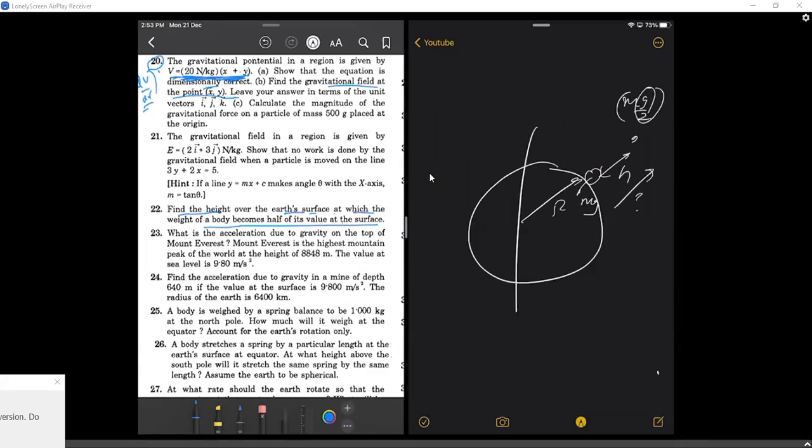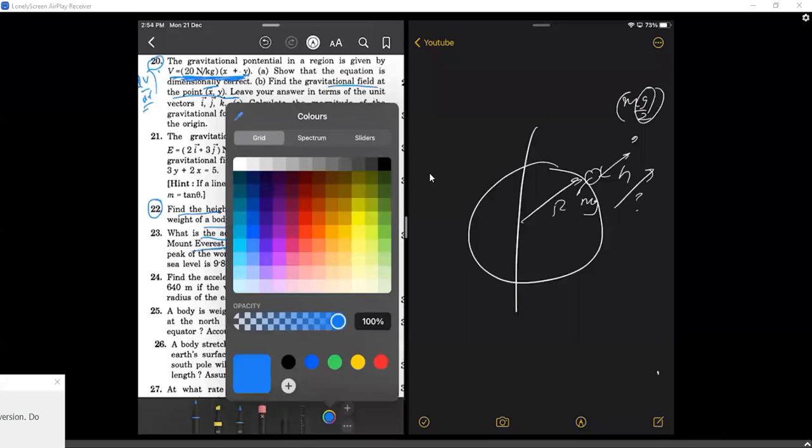Question 23: what is the acceleration due to gravity on the top of Mount Everest, whose height is given? Again, in this problem, it is clearly giving the height and asking the acceleration due to gravity. Again, this is not a precise way to put it because if you're considering Mount Everest also being a part, the screen has stopped again now.